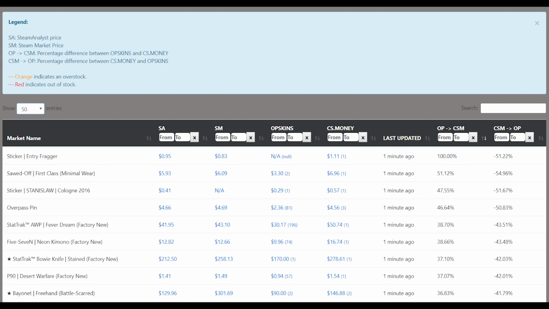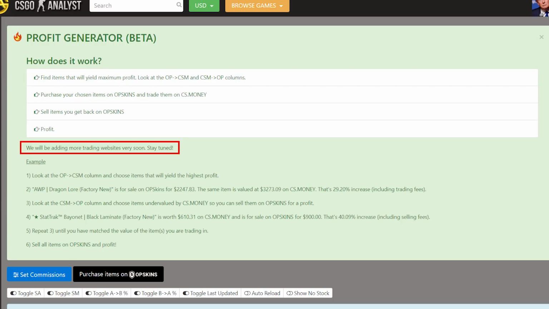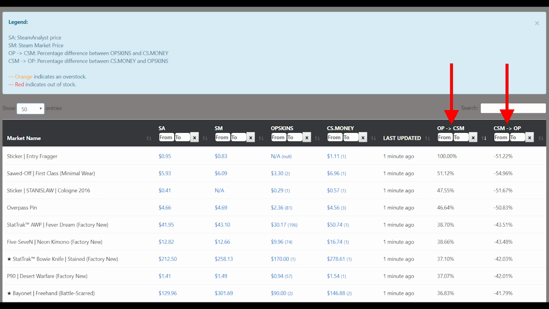As you can see, there's 4 different price columns. One is for Steam Analyst, and one is for the Steam Community Market. For our purposes, we can pretend they don't exist, we're not worried about them. There's also a column for OPskins, and a column for CS Money. These columns we are worried about. Steam Analyst also says that they're going to add more trading sites soon. This is important, we'll get back to that. There's also a couple of columns over here. They're also quite important, but we'll get onto them a little bit later.